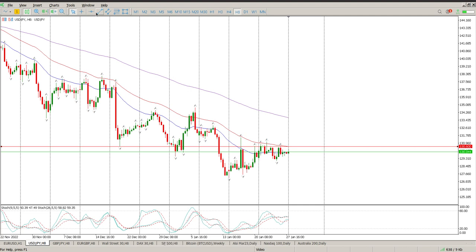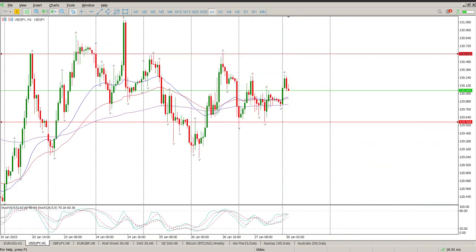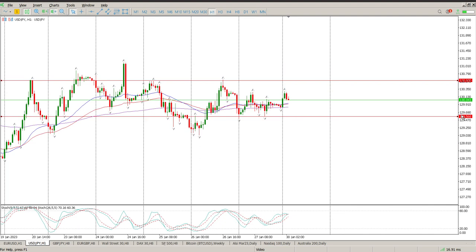Not entirely convinced we want to be going off there. Probably better off looking for a break and retest of 129.568 before looking for a continuation to the downside. Trend is down. It's a very, very strong downtrend here on the 8 hour. And if you look at the 1 hour, there is no reason to be jumping in on this at all.